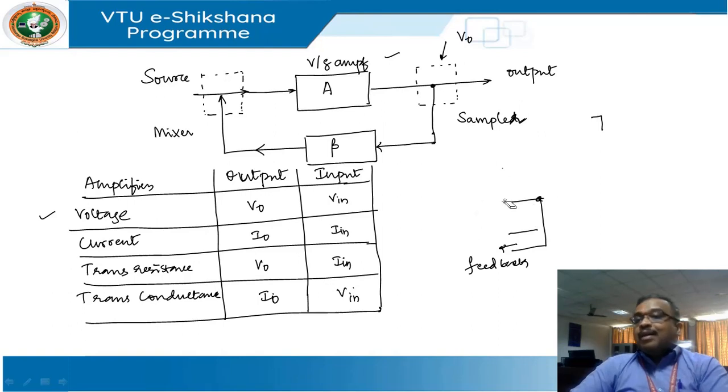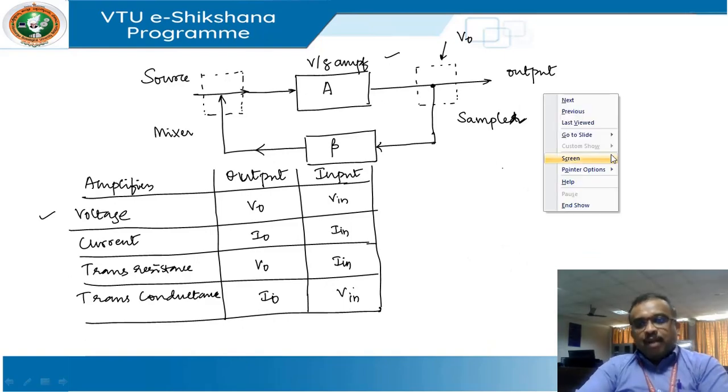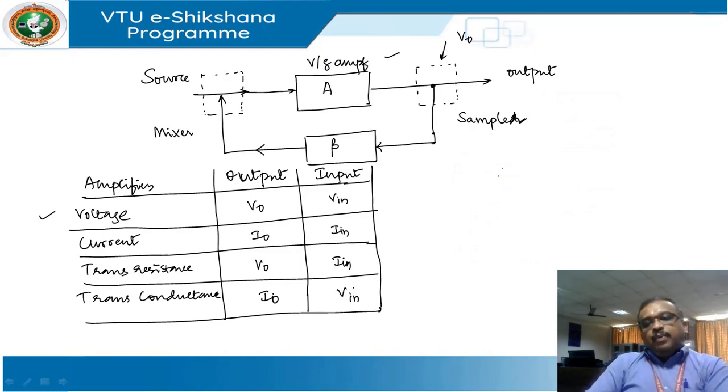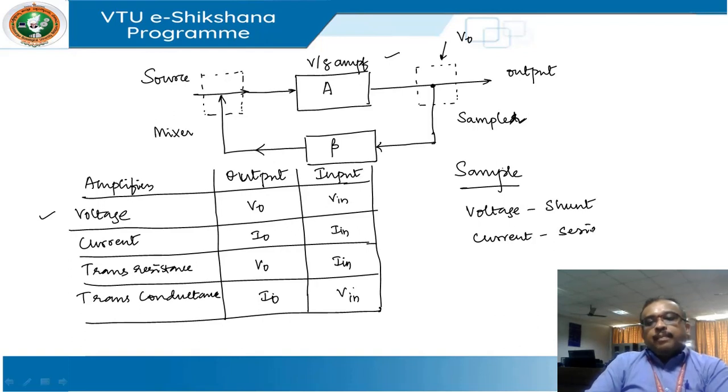When I want to sample a current, I'll take it in series. So let me write that. All very basic things which all of us know, but I'm trying to put it in the right way here, that's all. So when I want to sample, let me write it as sample here. When I want to sample a voltage, I'll take it in shunt or parallel. Let me write it as shunt. When I want to sample a current, what will I do? I'll connect it in series.